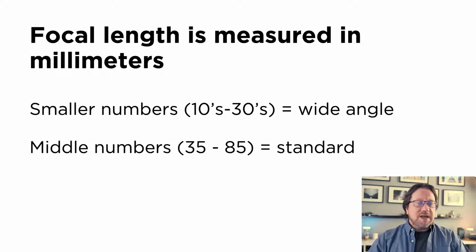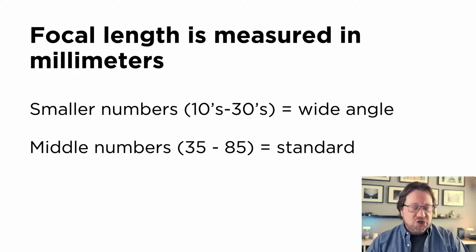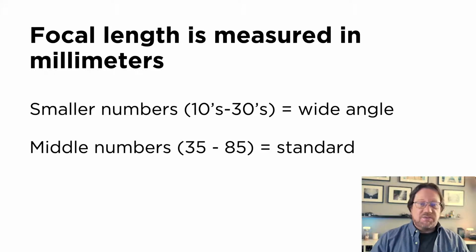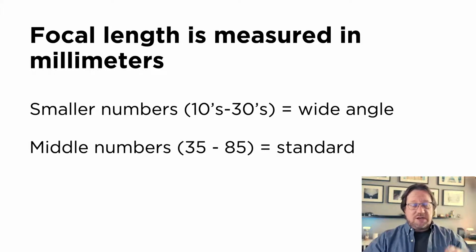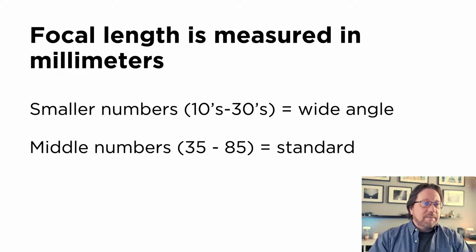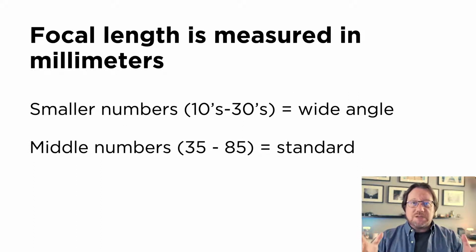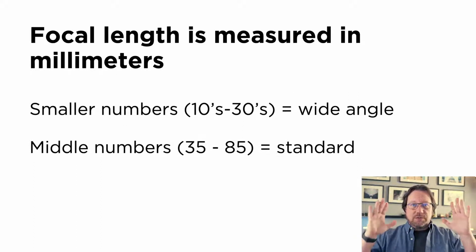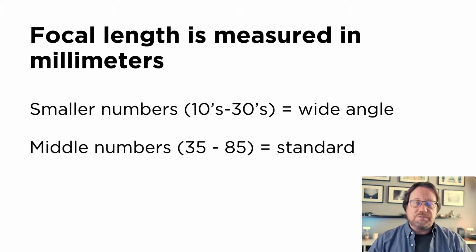Then we have the middle numbers, which are called the standard field of view. Standard lenses are somewhere between 35-ish and 85-ish, with 50 being the general standard lens. And that broadly mimics what you see in the main part of your field of view. So that's very similar to what it would look like if you were standing there looking at something.